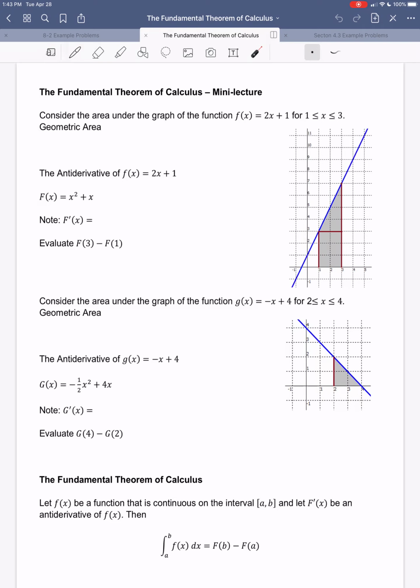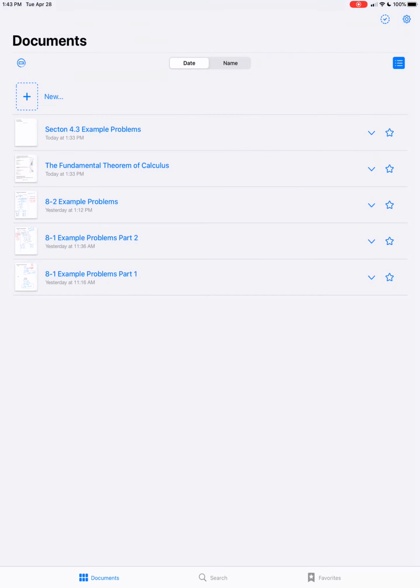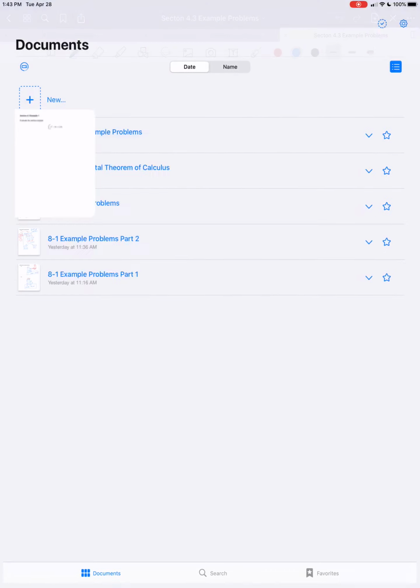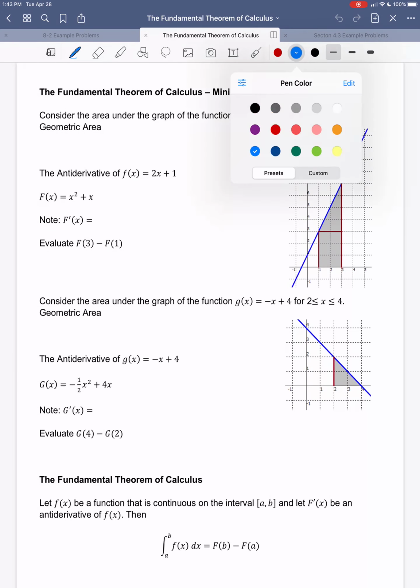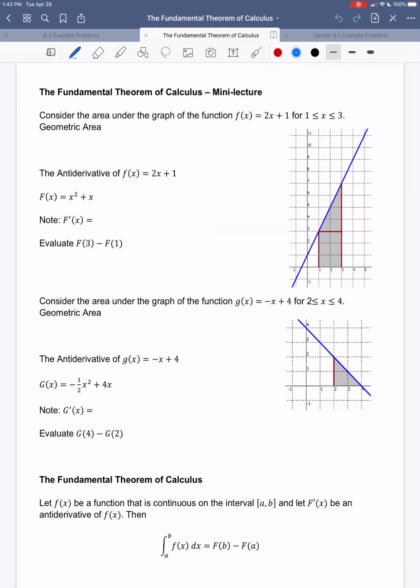So we're going to look at the area under the graph of this function f of x equals 2x plus 1 for x coordinates between 1 and 3. And that's what I've got graphed here. This is my function here then, f of x equals 2x plus 1. Notice if you put 0 in for x, you get 1 out for y. If I put 1 in for x, I get 3, and so on.